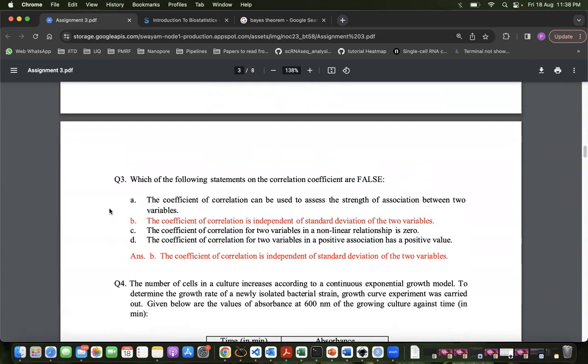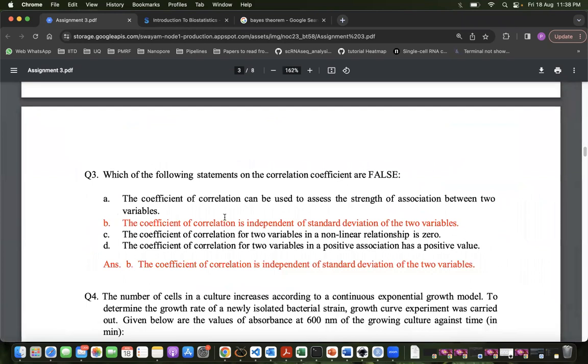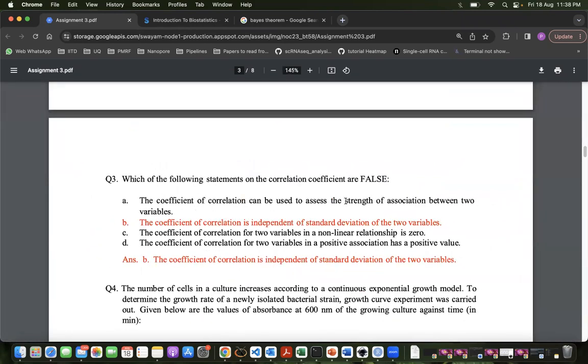Good. Which of the following statements on correlation coefficient is false? So it's used to assess the strength of association between two variables. That is correct. And correlation coefficient independent of standard deviation, that's false, right? Because the denominator is the standard deviation. And correlation coefficient of two variables in a non-linear relationship is 0. This is possible. In a non-linear relationship, you may get some correlation number, but 0 is also possible. And a positive association will have a positive value, right?